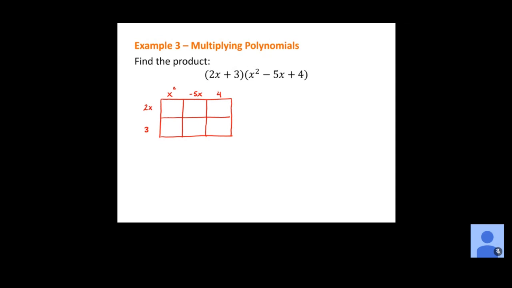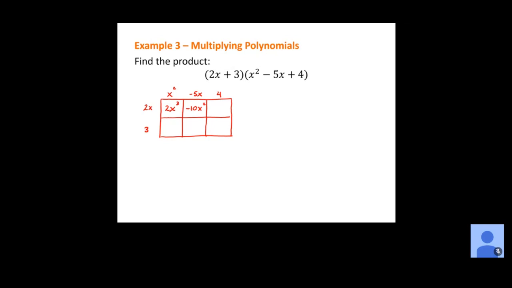All right, so now we're just going to multiply and fill in each of our boxes here. So my first step is to multiply the 2x and the x squared. So what would 2x times x squared give us? Good. Our 2, and then x to the 3rd power. Okay, then I'm going to continue to the right. I'm going to take the 2x, and I'm going to multiply it by the negative 5x. So what's 2x times negative 5x? Good. Negative 10x squared.